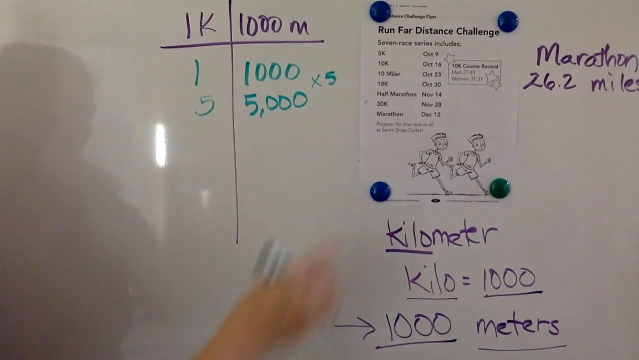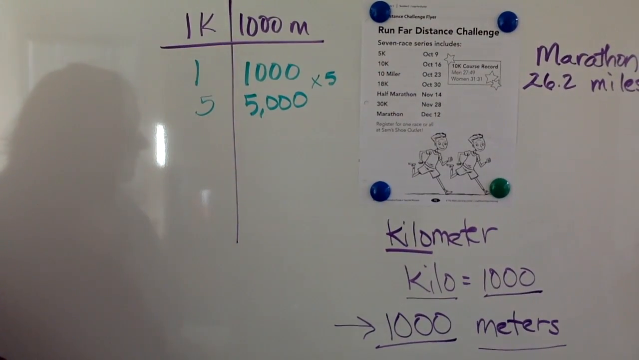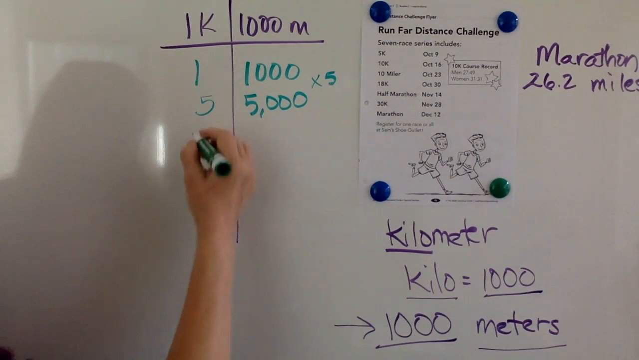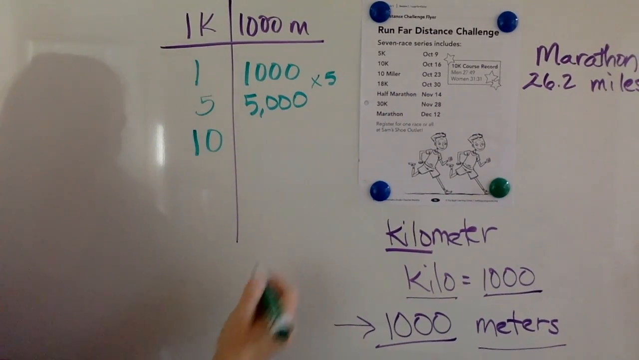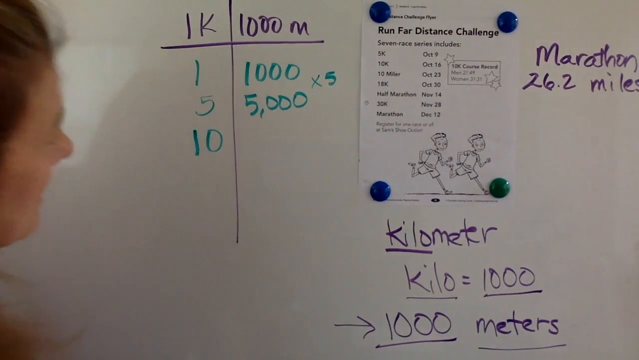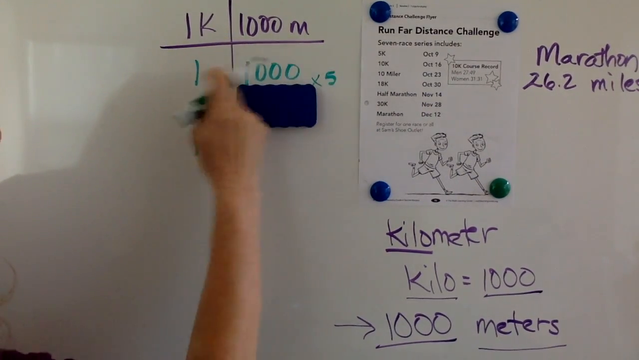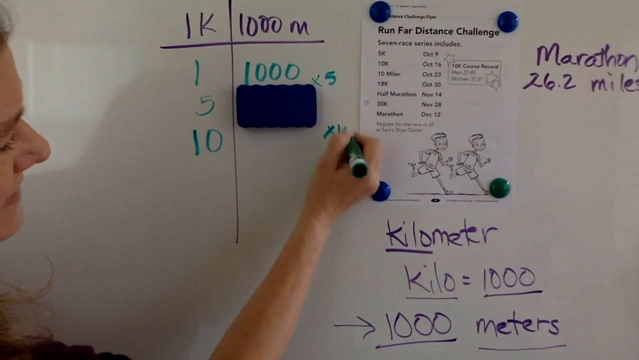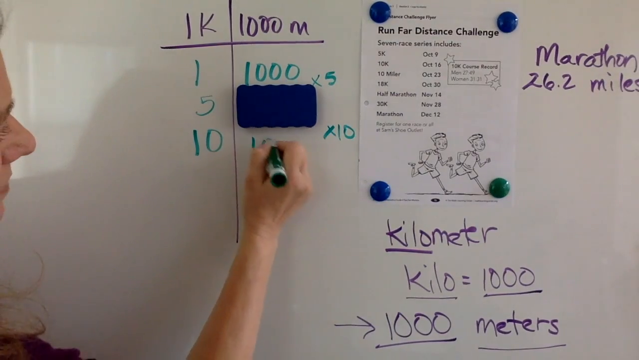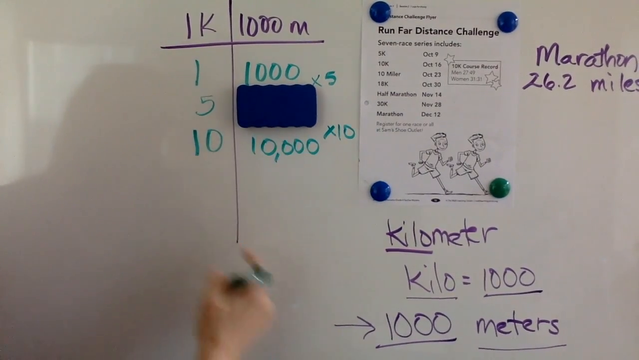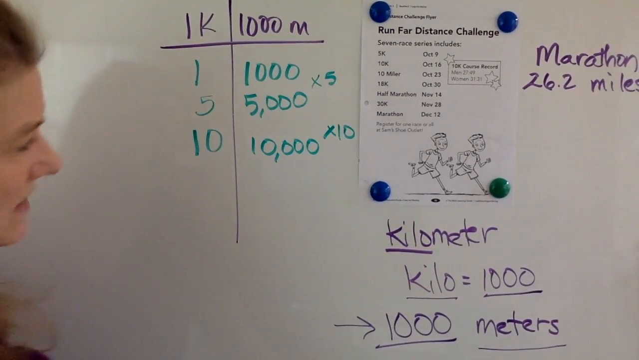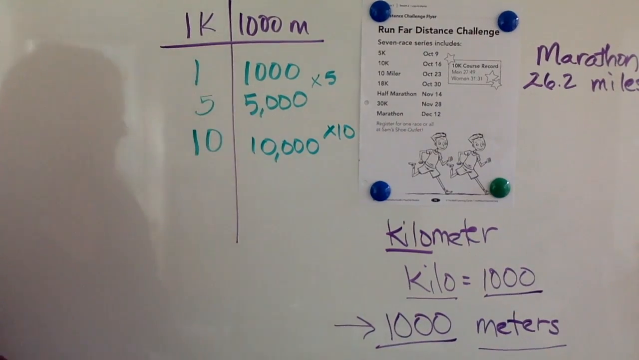And what about a 10K? That's the next race here on our race distance challenge. So that would be 10. So we would take the 1,000 times 10, and that would equal 10,000. So 10K is the same as 10,000 meters.